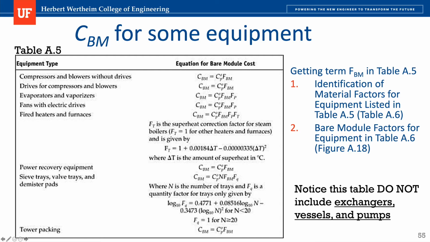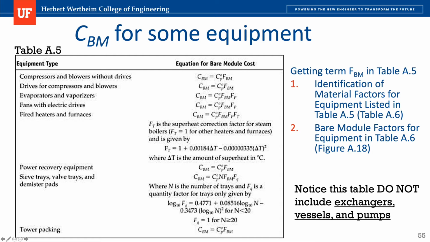Things like evaporators and fans with electric drives, and we also have fired heaters, do have an FP, which is the pressure factor, and we're going to talk about that later. The other thing you have here are equations for power recovery equipment, sieve trays, valve trays, and mister pads. These are the actual sieves that are inside, for example, a distillation column. Also, some vessels have mister pads at the end.